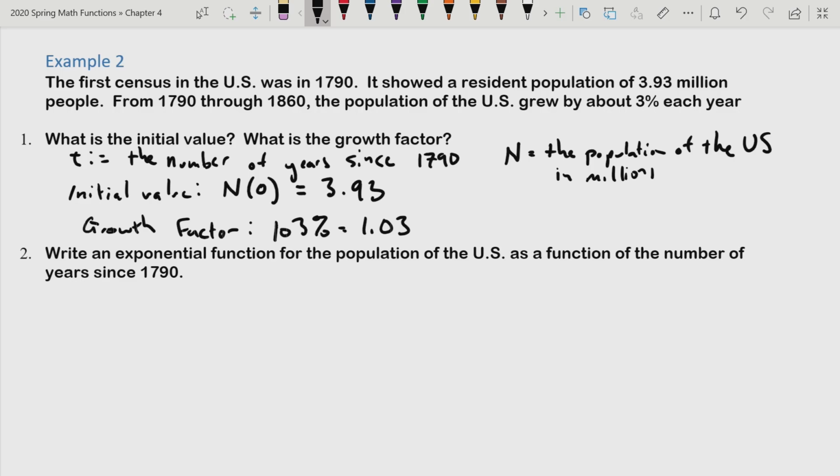Note, it is not 3%. 3% is how much it grows. 103% is how big the population is compared to what it was a year ago. Let's write an exponential function for the population of the U.S. as a function of the number of years since 1790. We have n of t is the function. The initial value is 3.93, since n is in millions, times the growth factor, which is 1.03, to the power of the variable, which is t.